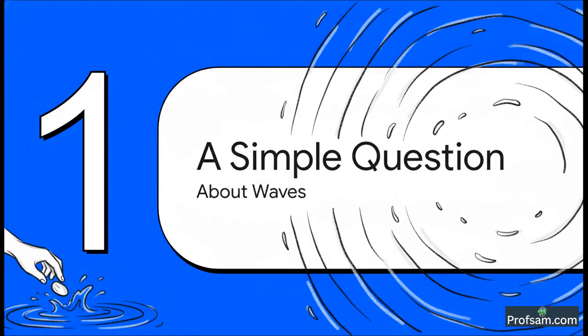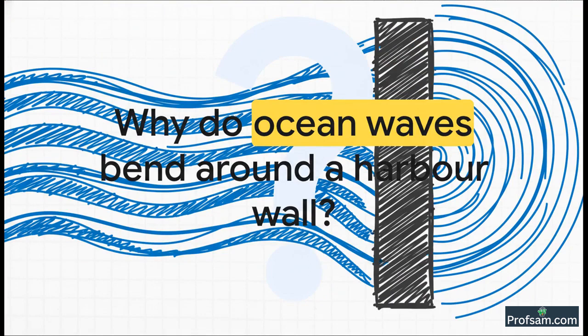Okay, so to get started, let's dive into this with a simple question about something you've probably seen in real life. We'll build a whole concept from there. Have you ever thought about this? Why don't the waves just stop where the wall is, leaving a sharp shadow in the water? Why do they seem to curve around and fill up the space behind the wall?